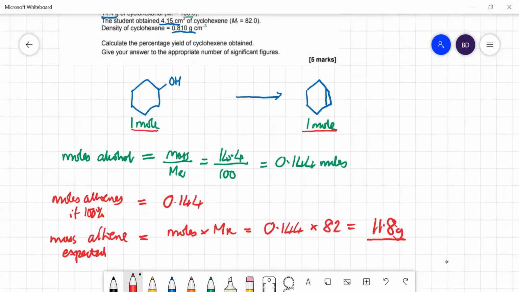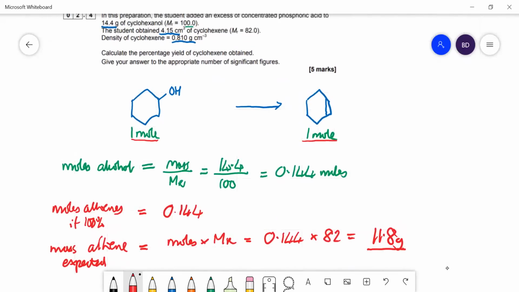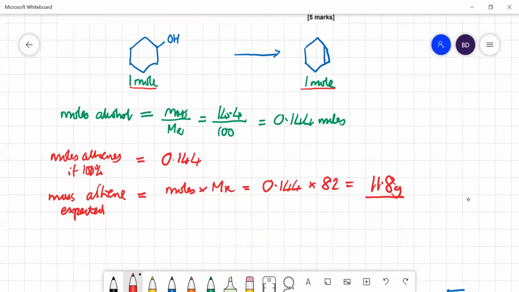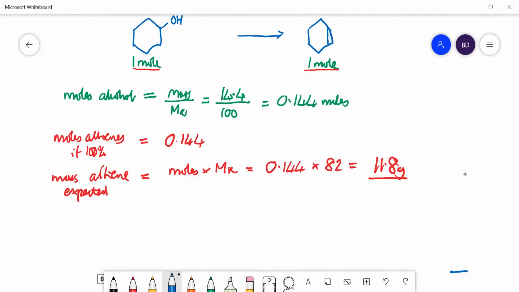Now, how are we going to work that out? We know the volume of cyclohexene, and we know the density, so we should be able to work out the mass there. So let's do that. Mass of cyclohexene obtained, mass of the alkene, is equal to the density, usually have that symbol rho, multiplied by the volume. The density is 0.81 gram per centimeter cubed, and the volume in centimeters cubed was 4.15, which gives us 3.36 grams.